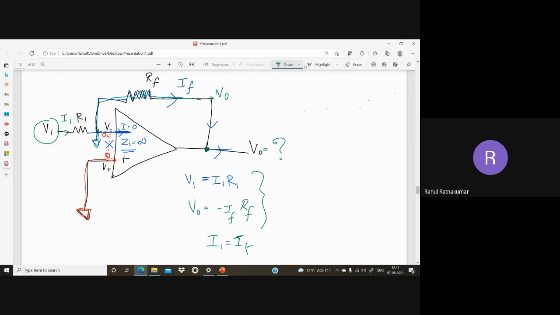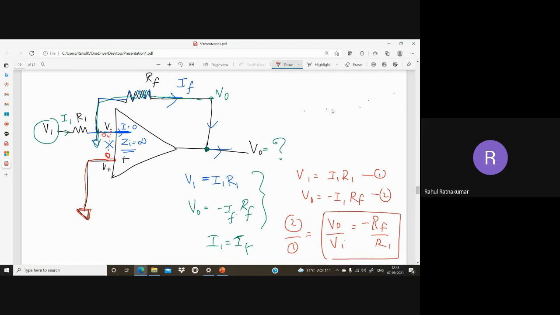So we can combine these two equations. V1 equal to I1 into R1, and V output equal to minus I1 into RF. This can be 1, this can be 2. Now let's take the ratio 2 divided by 1. That is V output divided by V input is nothing but minus R feedback divided by R1. So this is my output input relationship.